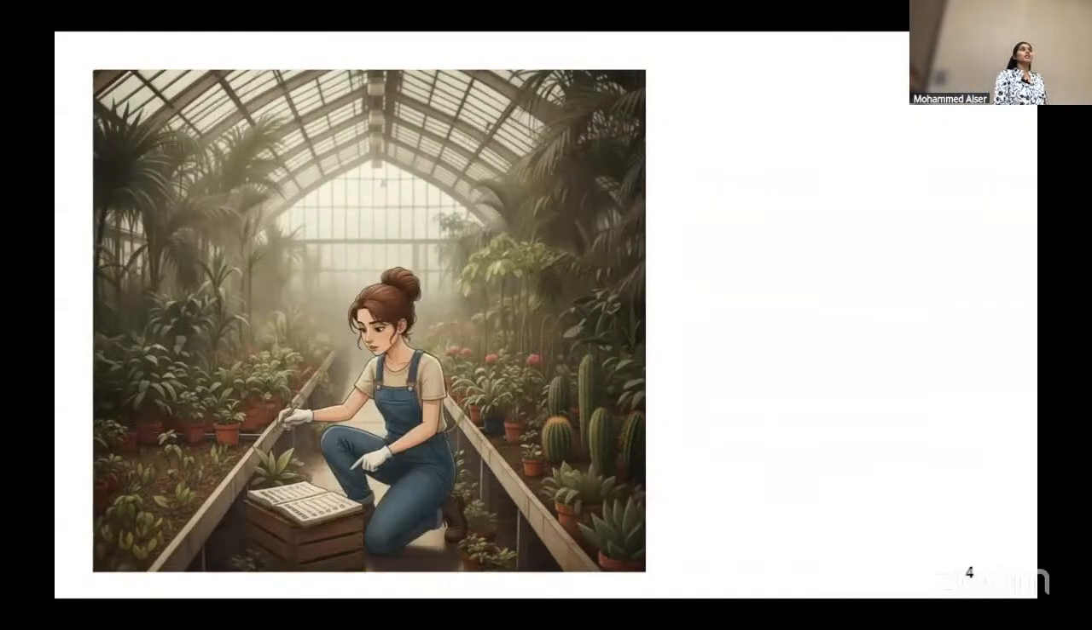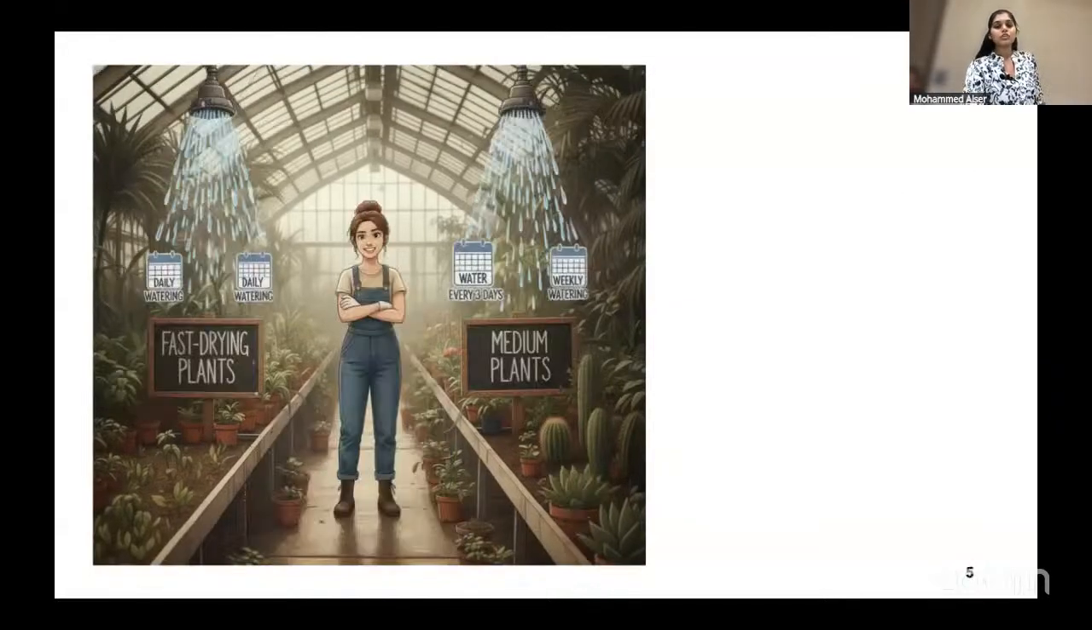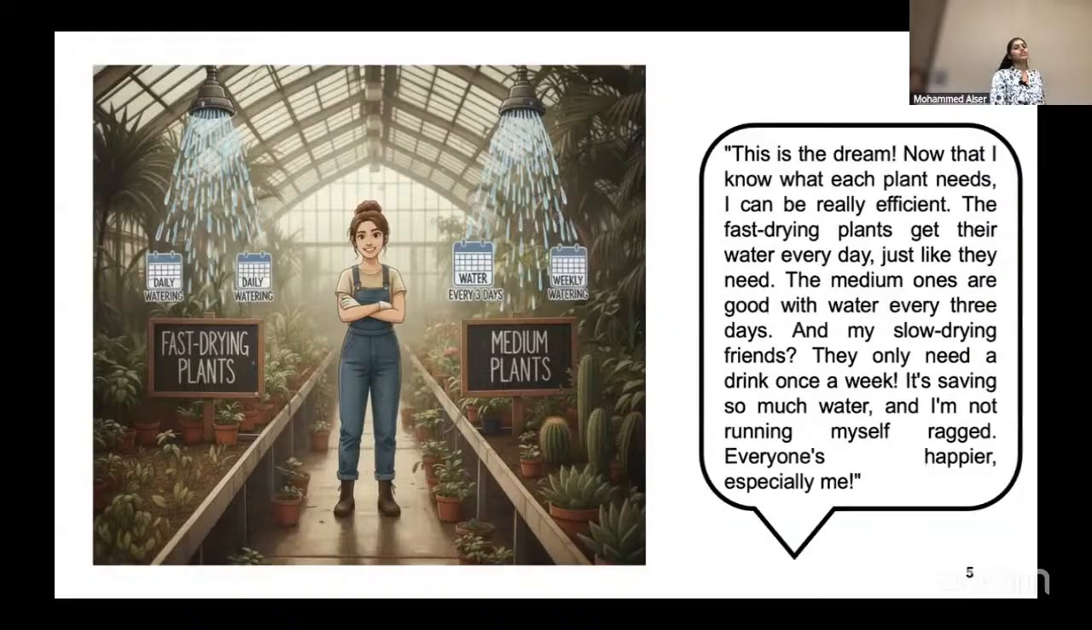And she wanted to tell more about the ideology and the process she followed. She followed log books, where instead of just going to a plant and guessing, she recorded in a log book which plant goes under which category. So this is how she achieved her dream. She had segregated everything perfectly, and the plants got the correct amount of watering, and that also helped her efforts.